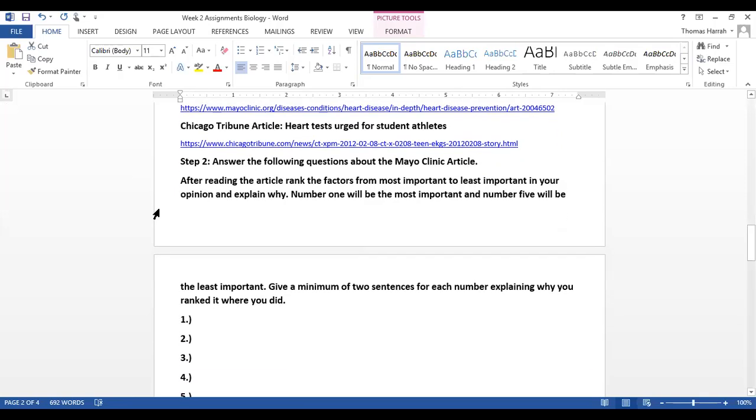So step 2, answer the following questions about the Mayo Clinic article. After reading the article, rank the factors from most important to least important in your opinion and explain why. Number 1 will be the most important and number 5 will be the least important. Give a minimum of 2 sentences for each number explaining why you ranked it where you did.